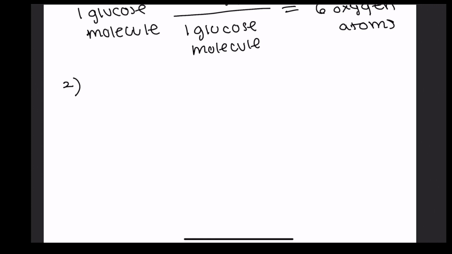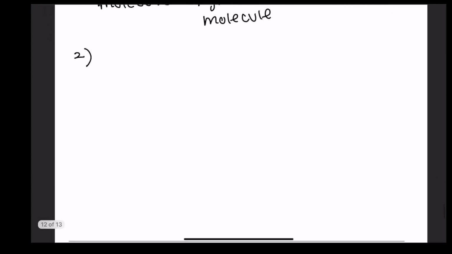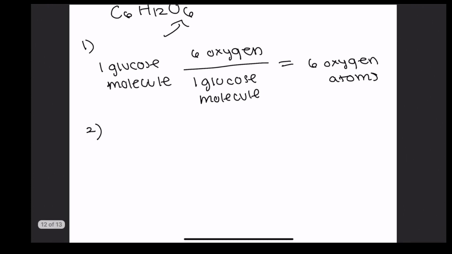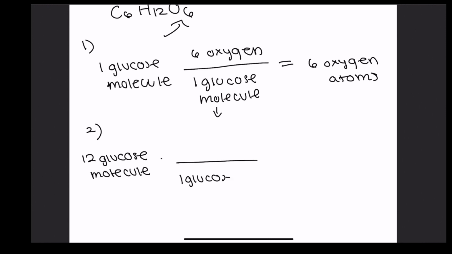Okay, number 2, it says how many atoms of oxygen are there in 1 dozen glucose molecule. So if I do the same thing, I know a dozen of glucose is 12 glucose molecule. So I'm going to do the same unit conversion here. 1 glucose molecule, there are 6 oxygen atoms. So if I cross these out, I get 12 times 6, which equals 72 oxygen atom.